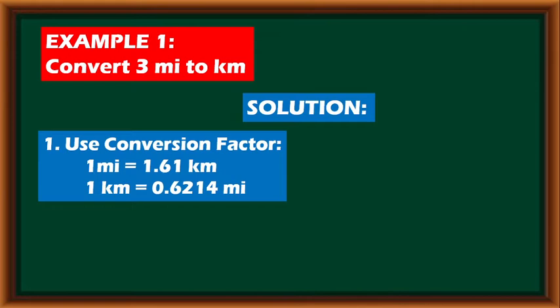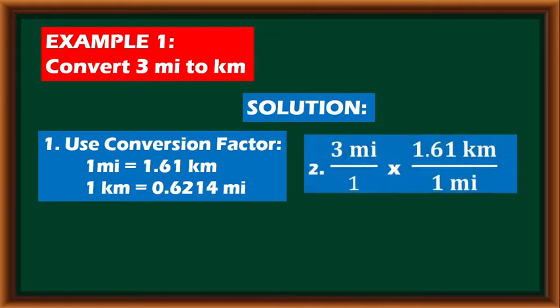O dalawa, doon sa ating given table, dalawa ang pwede ninyong gamiting conversion factor. 1 kilometer is equivalent to 0.6214 miles. Okay? So, pwede ninyong gamitin either yung first at saka yung second na conversion factor. Okay, papakita ko sa inyo kung paano natin gagamitin yung dalawang conversion factor. Okay, so let's have the first one.